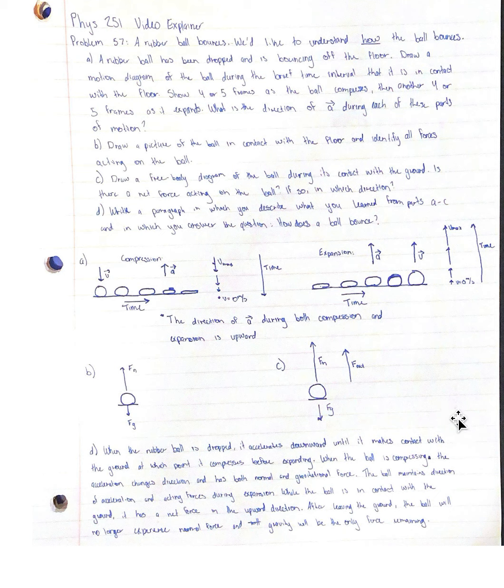And then for Part D, we are explaining what we learned in parts A through C, as well as answering how a ball bounces. And so when the rubber ball is dropped, it accelerates downward until it makes contact with the ground, at which point it compresses before expanding. When the ball is compressing, the acceleration changes directions and has both normal and gravitational force. So there we have talked about both parts A and B. We've identified the forces and talked about the acceleration direction.